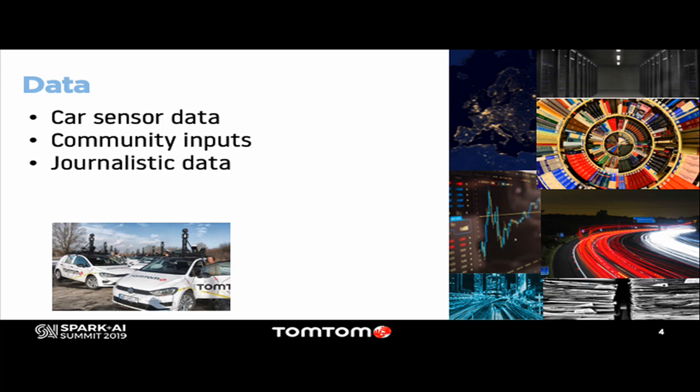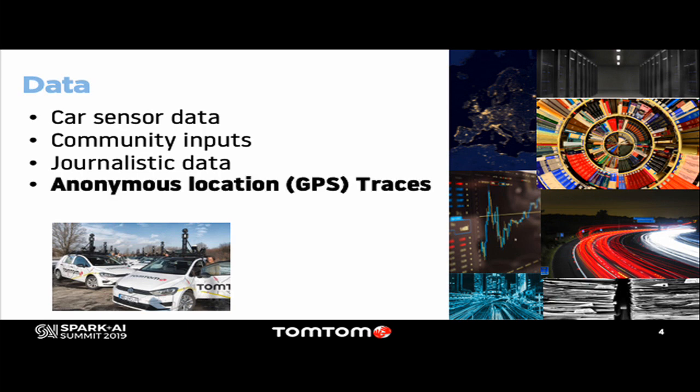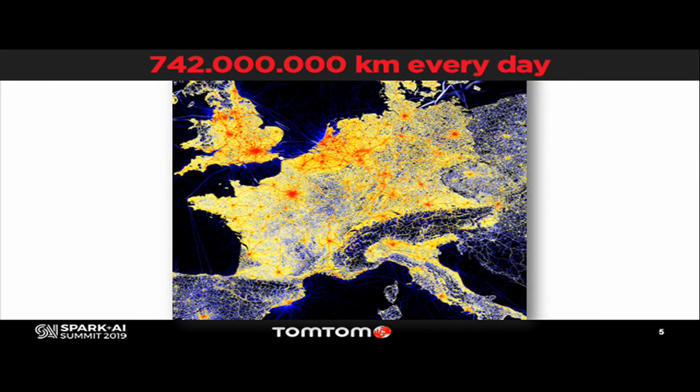We also scan the web with scrapers, and we use natural language processing to detect important events that are going to block the roads, for example marathons, and then we can update the map accordingly. But the main source of data that we have is anonymous location GPS traces: latitude, longitude, and timestamps. And we have a lot of them.